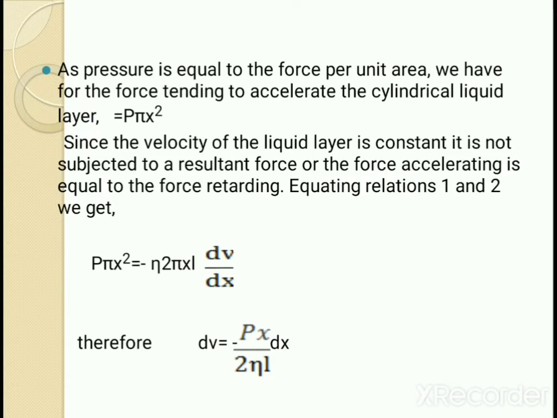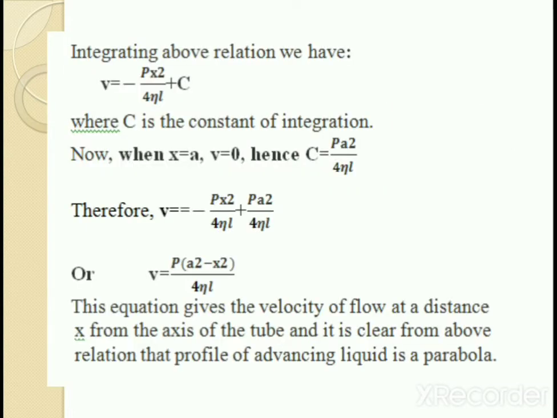Rearranging the equation, we get dv is equal to minus Px upon 2 eta L dx. Now here we have to find the velocity. So integrating the above equation, we get v is equal to minus Px square upon 4 eta L plus c, where P upon 2 eta L is constant and integration of x is equal to x square upon 2. So we get minus Px square upon 4 eta L plus c, where c is the constant of integration.